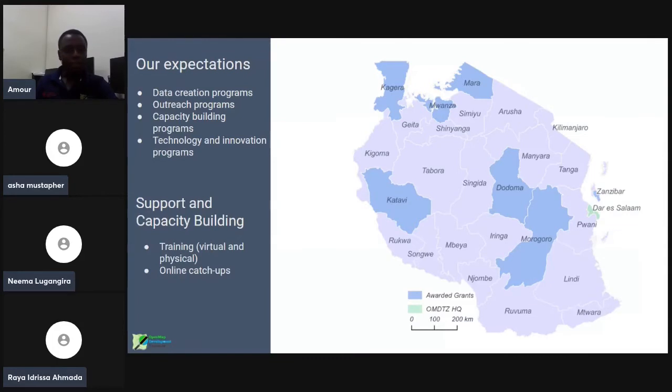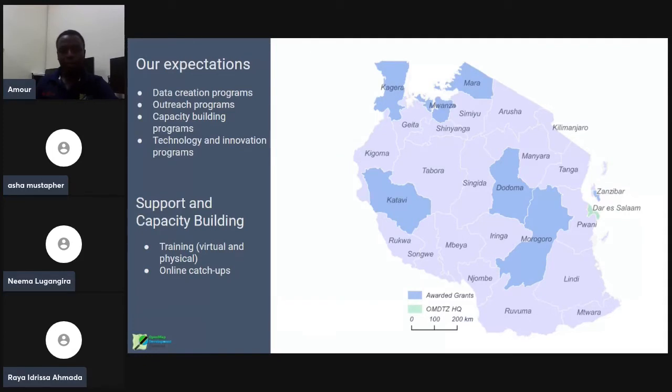We will learn in a few minutes how they are implementing their work. They were provided physical training by OMDTZ. And apart from training, we also do online catch-ups from time to time, to understand how the implementation is going on, and also to support them if they have any challenges.